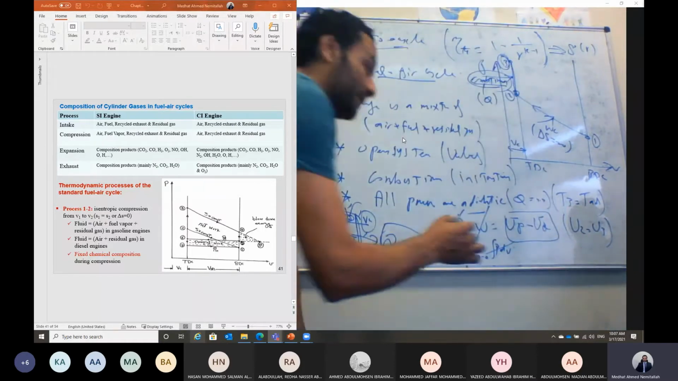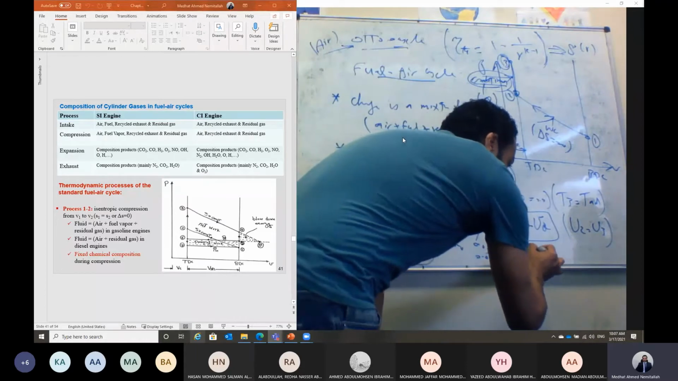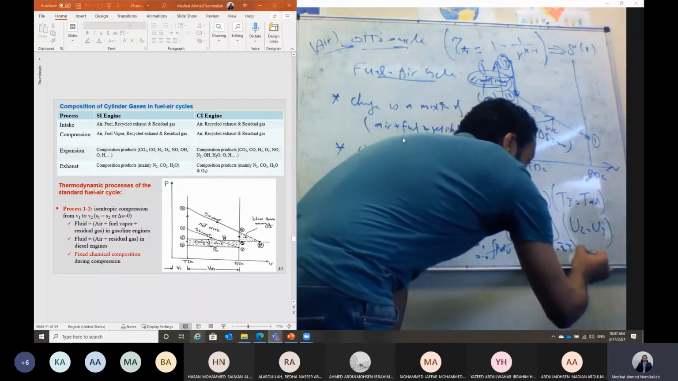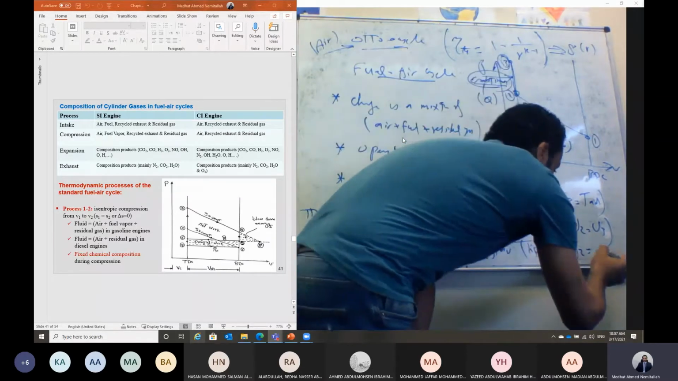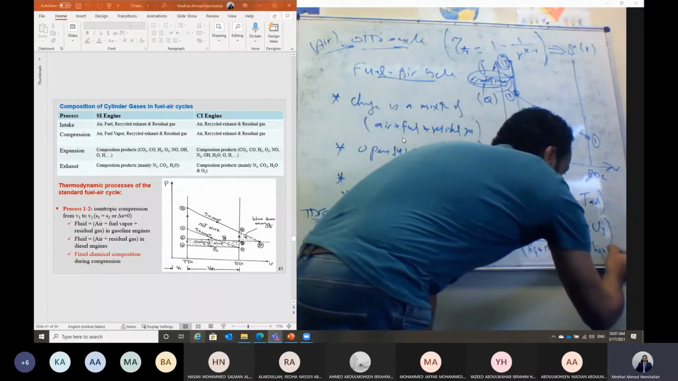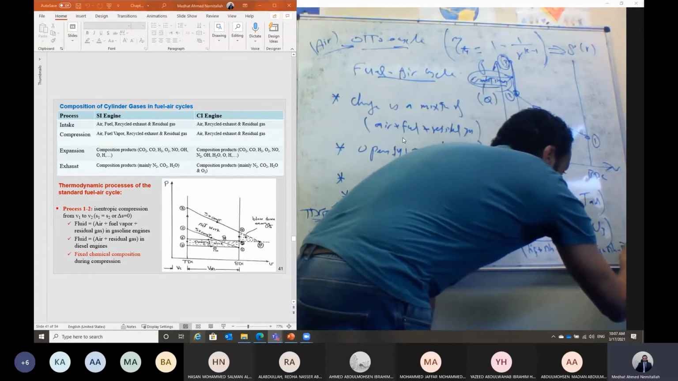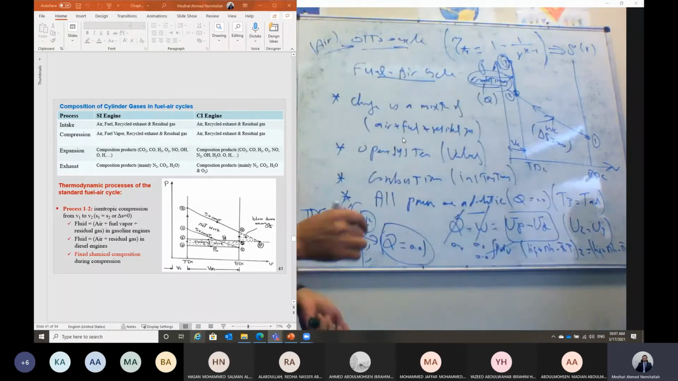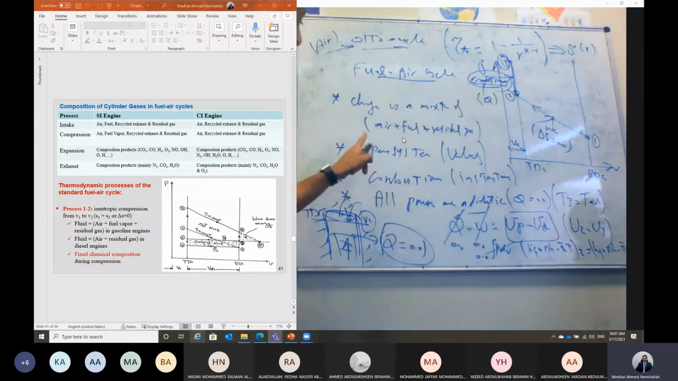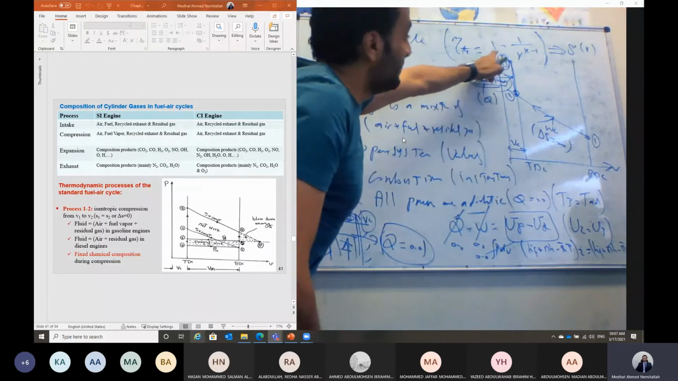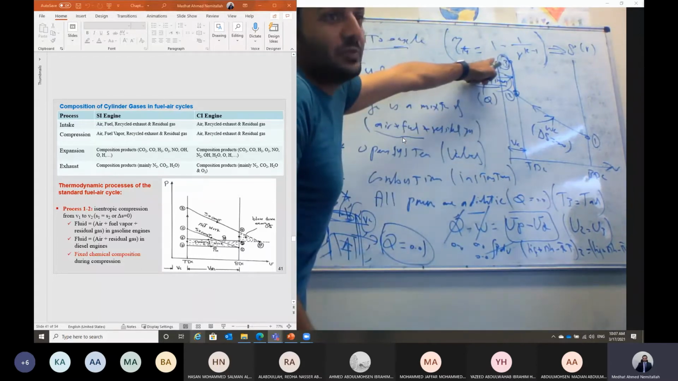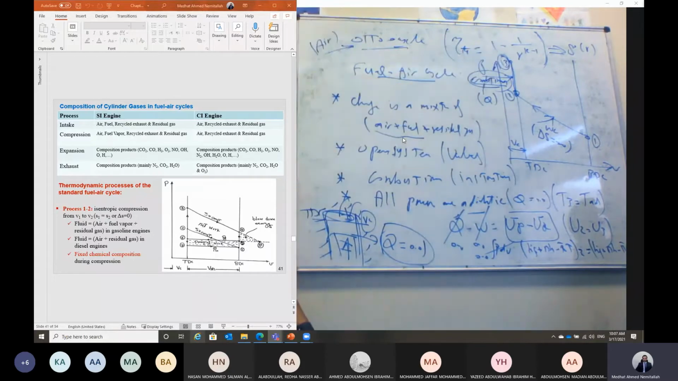Or we can say, if you remember, U is equal to the enthalpy of formation plus delta H minus R bar T at point 2. That will equal the same enthalpy of formation plus delta H minus R bar T at point 3. But at point 2 and point 3: at point 2 the charge is air plus fuel plus residual gas, and at point 3, those are the reactants, air plus fuel. So what about point 3? Those are the combustion products.